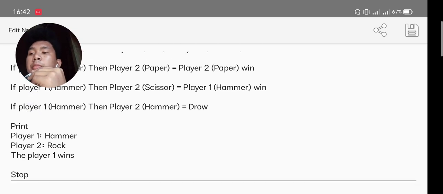So let's try to print. Player 1 hammer, then player 2 rock. So the winner is player 1.